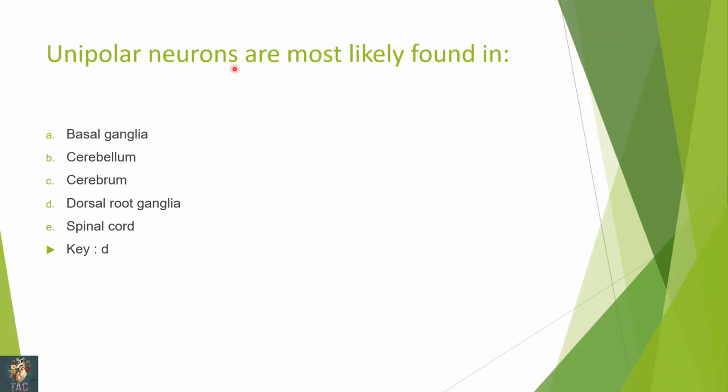Next MCQ: unipolar neurons are most likely found in the basal ganglia, cerebellum, cerebrum, dorsal root ganglia, or spinal cord. So the correct option is dorsal root ganglia, because they are not actually unipolar, they are called pseudo-unipolar neurons. They are sensory neurons. Their cell bodies are located in dorsal root ganglia, and they have one process which then divides in a T-shaped manner. One is peripheral and the other is central, going to the central nervous system. So the correct option is D.